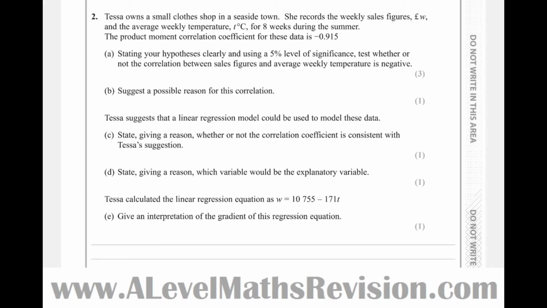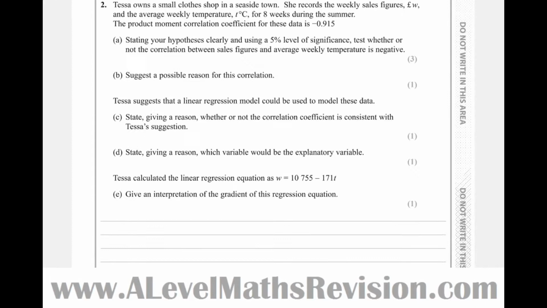Question 2, it says Tessa owns a small clothes shop in a seaside town. She records the weekly sales figures, W pounds, and the average weekly temperature, T degrees Celsius, for 8 weeks during the summer. The product moment correlation coefficient for these data is minus 0.915. Stating hypotheses clearly and using a 5% level of significance, test whether or not the correlation between the sales figures and average weekly temperature is negative.